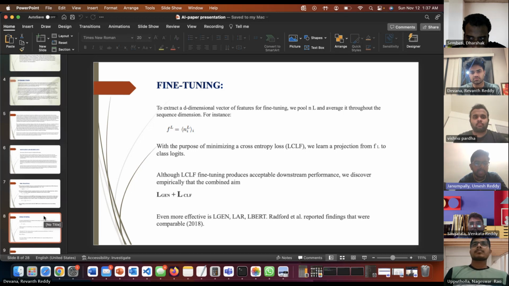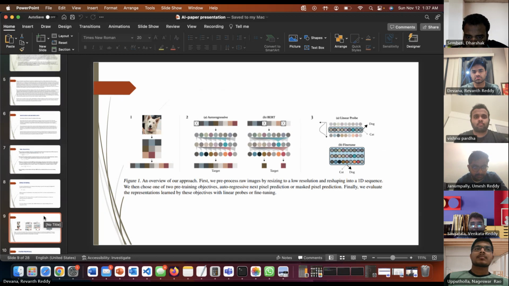And also we discover empirically that the combined aim is L_GEN plus L_CLF, where even more effective is L_GEN, L_AR and L_BERT, and also that they were comparable, they're comparable in the year 2018. So moving on to the next slide.